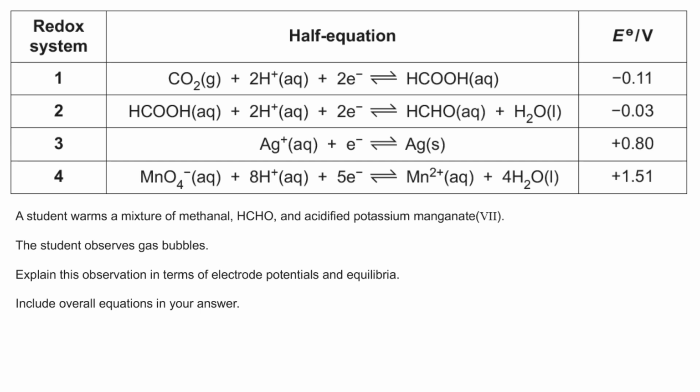It says what the student does. They warm a mixture of methanol and acidified potassium manganate 7. So the first thing to do is to identify the two redox systems that contain those species.